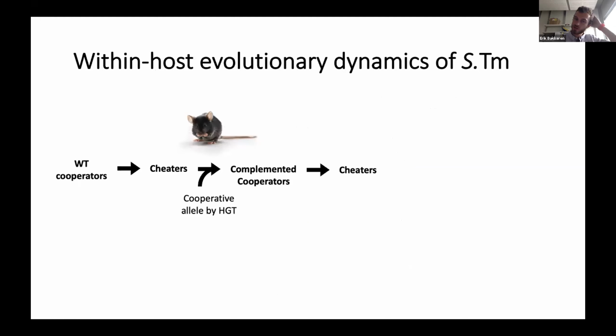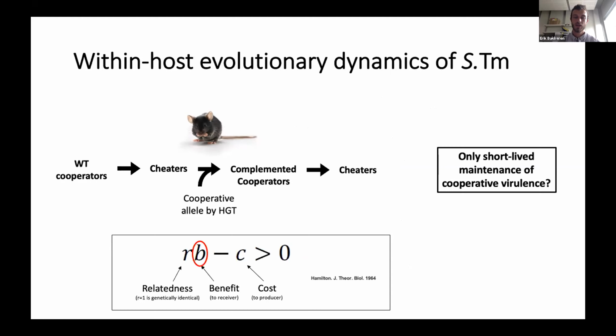Okay, so if I summarize so far this, let's call it within-host evolutionary dynamics, we have a wild-type population of cooperators which can be subject to cheating. This can be reinforced by a cooperative allele on a mobile genetic element, leading to complemented cooperators, but they start cheating again, and this is dependent on the cost. So it seems like these aspects only increase the time where you can have virulent clones, or cooperative clones. But again, this is not the whole picture.